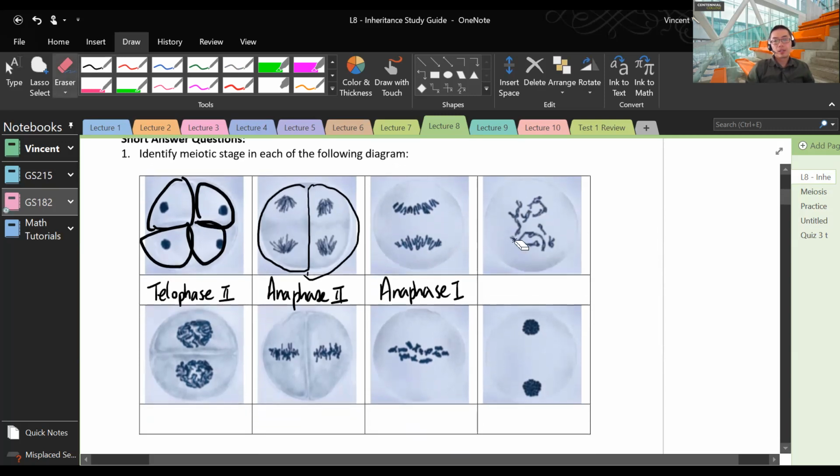Over here, you can see the chromosomes are kind of out of the nucleus already. And that would be just one cell. So that's prophase number 1. This one is a little bit tricky. Anyone want to guess?